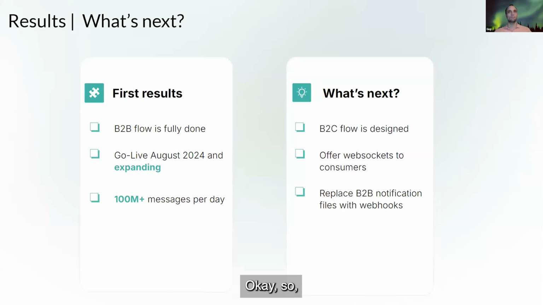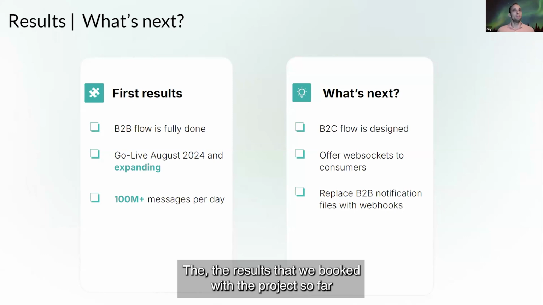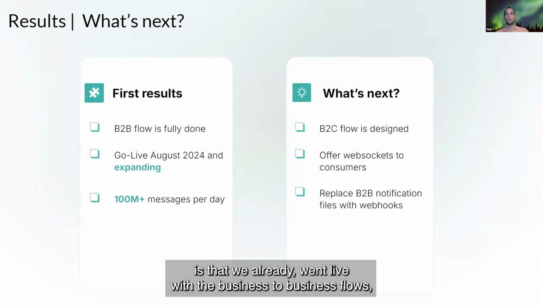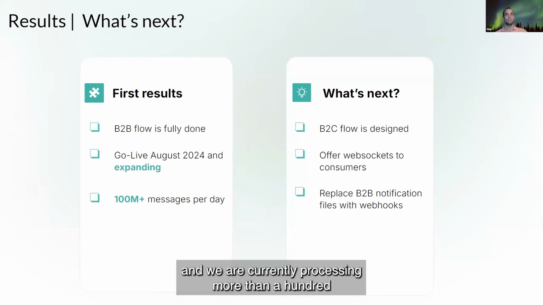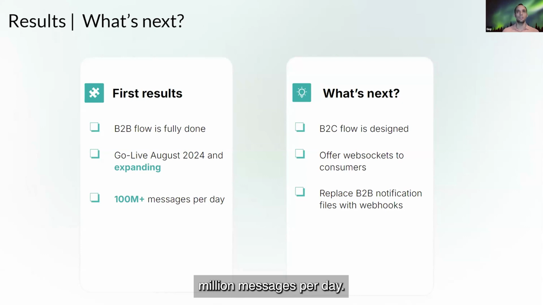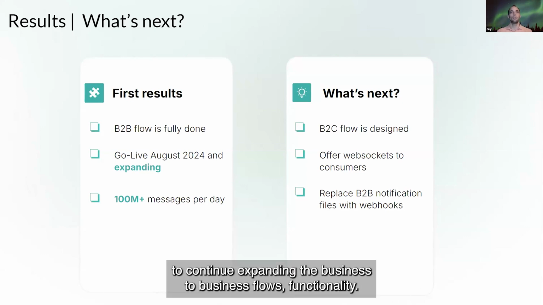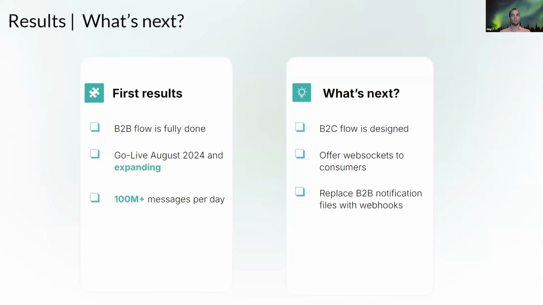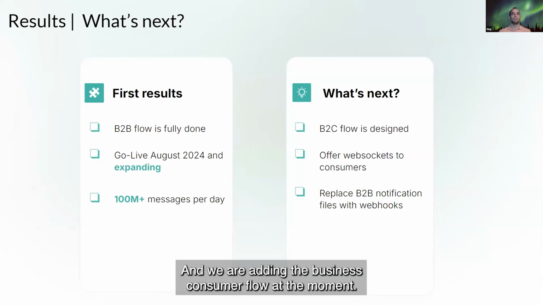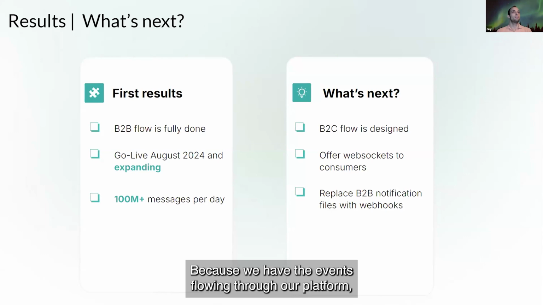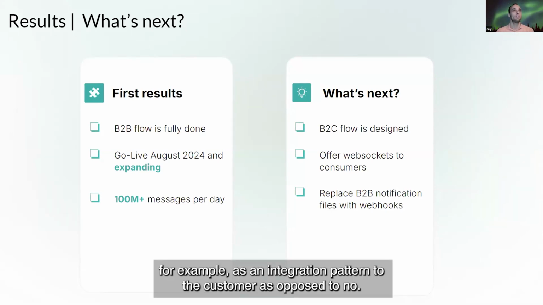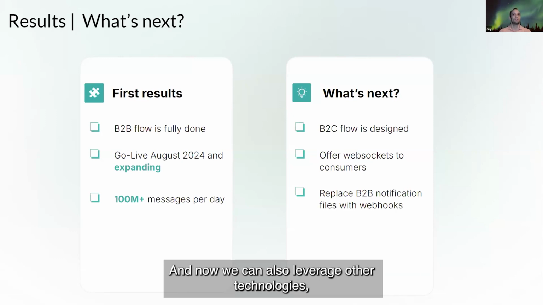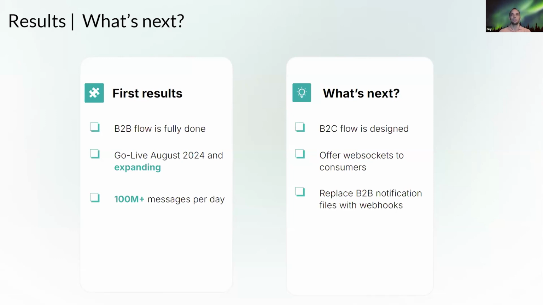Okay, so I have a few closing notes. The results that we booked with the project so far is that we already went live with the business-to-business flows, and we are currently processing more than 100 million messages per day. Next, we are planning to continue expanding the business-to-business flows functionality, and we are adding the business consumer flow at the moment. Because we have the events flowing through our platform, it is easier to add webhooks, for example, as an integration pattern to the customers of PostNL. And now we can also leverage other technologies such as WebSockets.